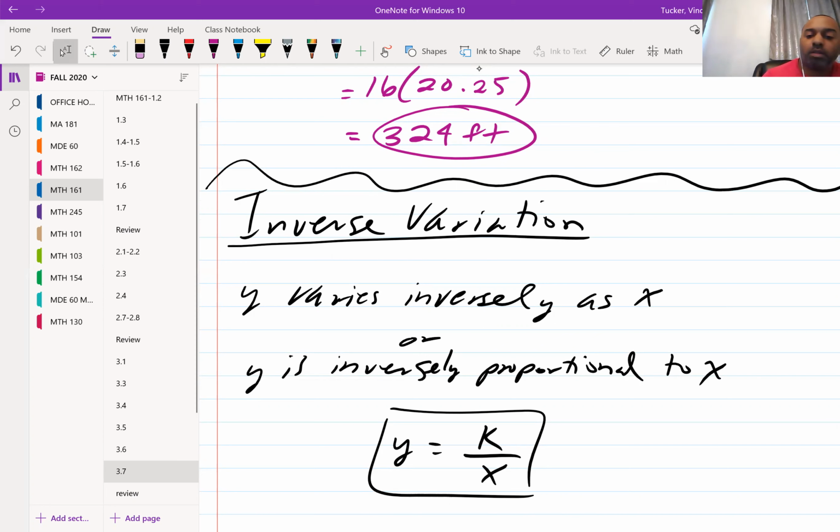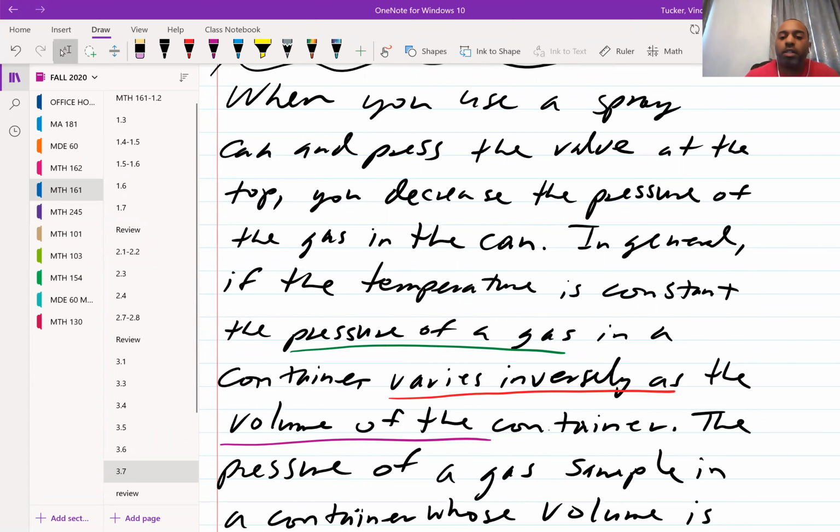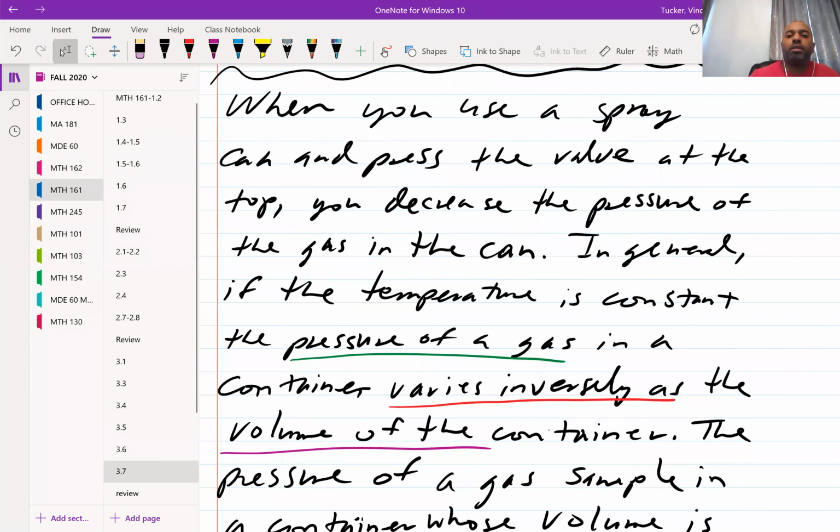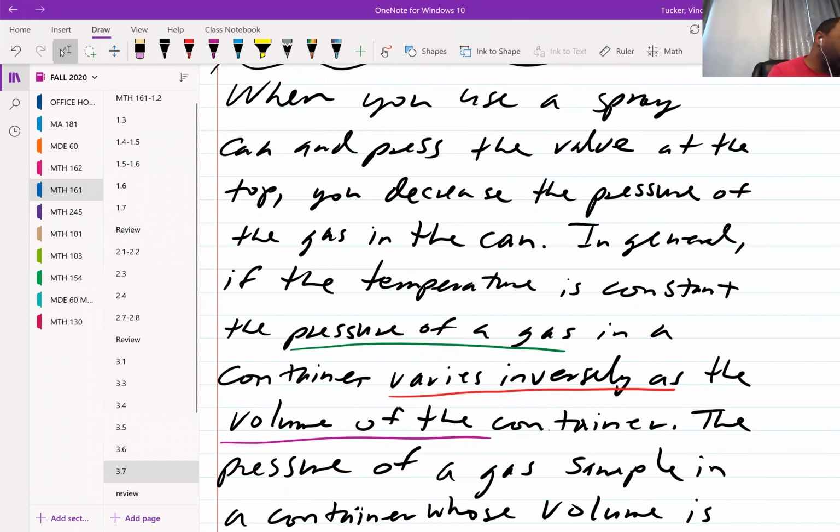All right, so when you use a spray can and press the valve at the top, you decrease the pressure of the gas in the can. In general, if the temperature is constant, the pressure of a gas in a container varies inversely as the volume of the container. And it says the pressure of the gas sample. Okay, I'll scroll up a little bit in a second. Let you guys write that.